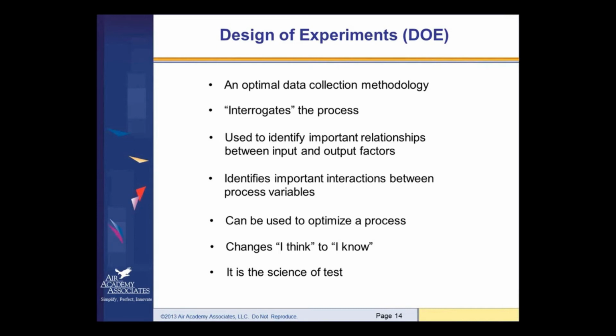We can use DOE to identify those relationships that are important. We can identify important interactions between process variables. We can use it to optimize a process, to assess risk. We basically use DOE to change "I think" to "I know," and basically DOE is the science of test and evaluation. It's the connecting point between test and evaluation.